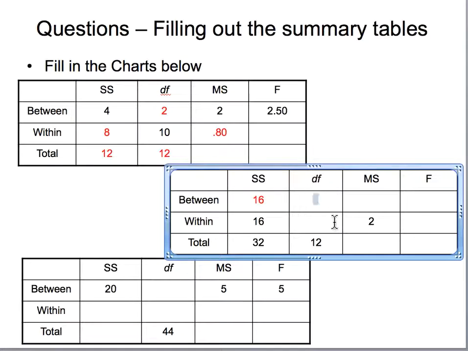If it'll let me, well, it's not filled in. I also know that degrees of freedom between and within add up to 12, so I ask myself what plus 8 equals 12, and I find out that it is 4. Now I can divide 16 by 4 to get my mean square between, and then 4 divided by 2 gives me my F value.